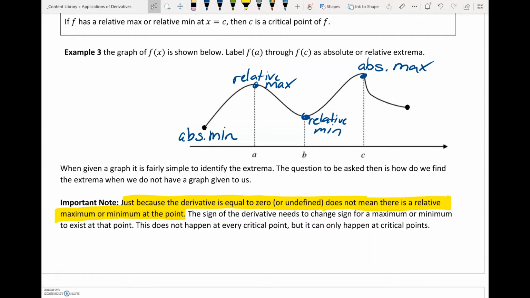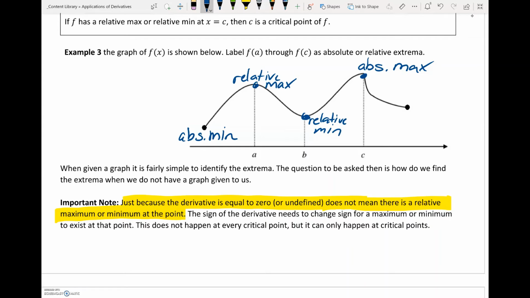So let's take a look at a graph that has absolute maxes and absolute mins in there, and also relative max and relative min, or local max and local min. Your absolute minimum is the lowest y value you can find in the graph, which is down here on our left side. Your absolute max is the highest y value you can have in the graph, and that's on our right side at x equals c.